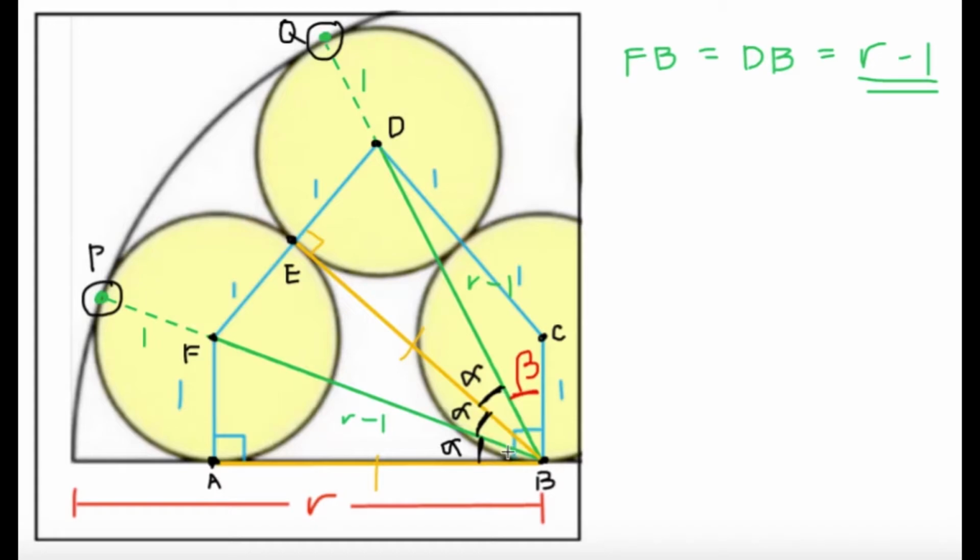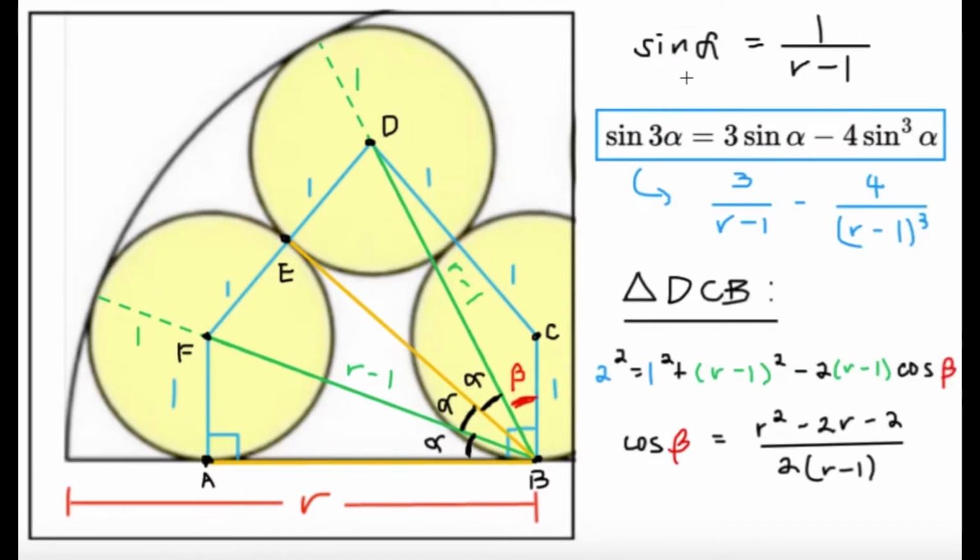All right, so we can have a relationship on sine alpha because we already have the lengths that we need. Sine alpha in triangle FAB: it's going to be opposite, which is 1, over the hypotenuse, which is r minus 1, as you can see here. So sine alpha equals 1 over r minus 1.